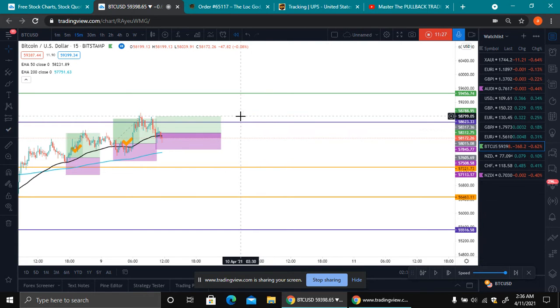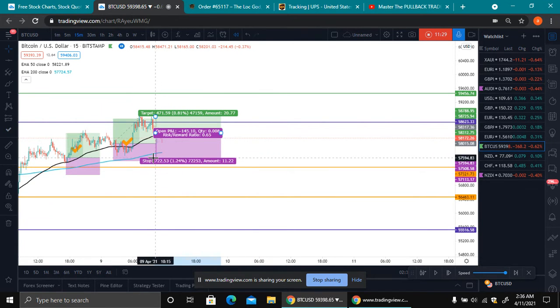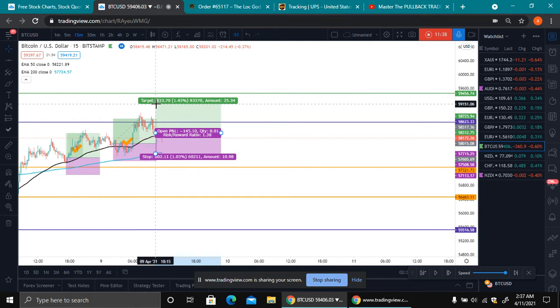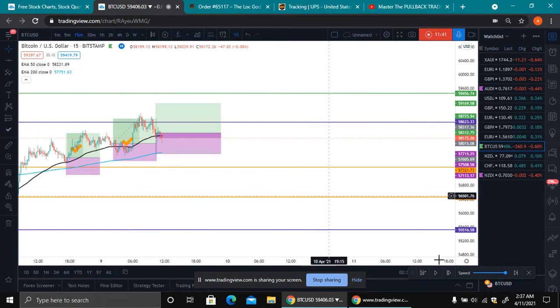I just really didn't like the way price was moving. So at this point in time, I set a 50 pip stop loss for trading 1 to 4. Boom, boom, boom. And let's see what happens with this trade.